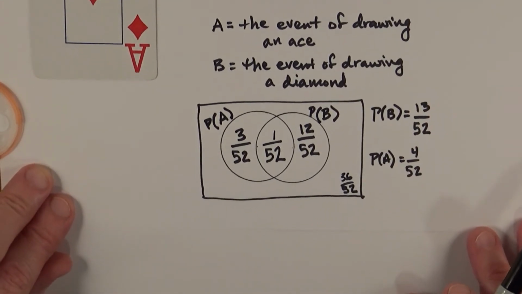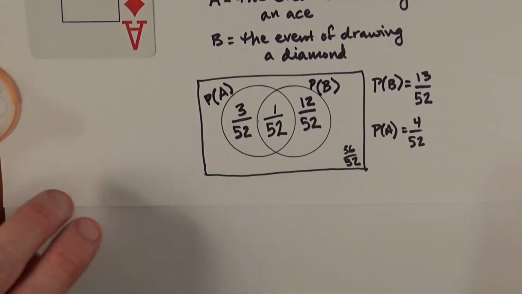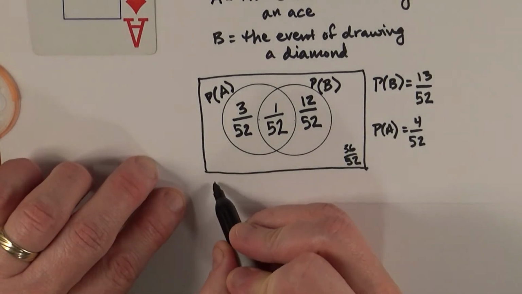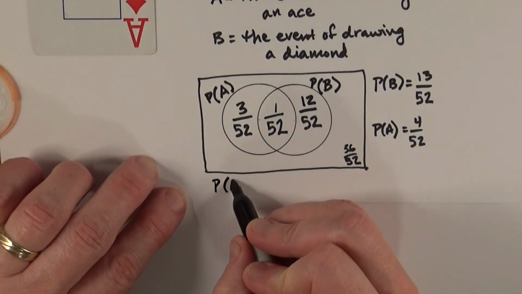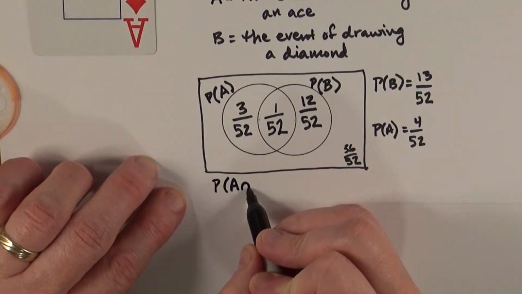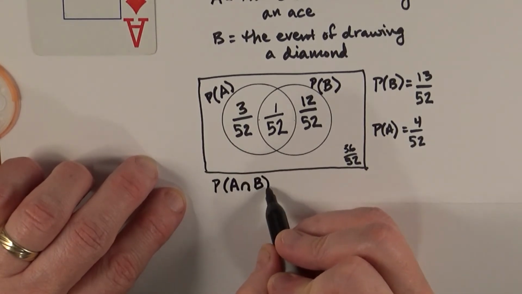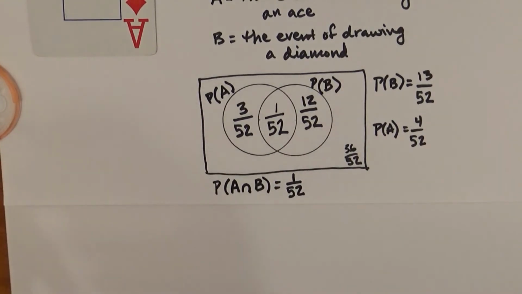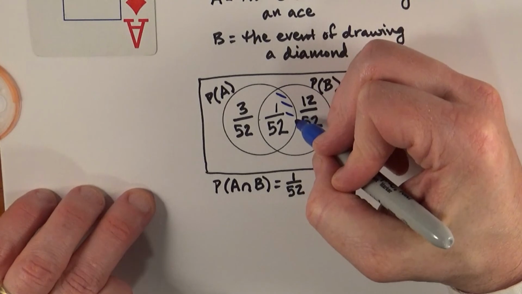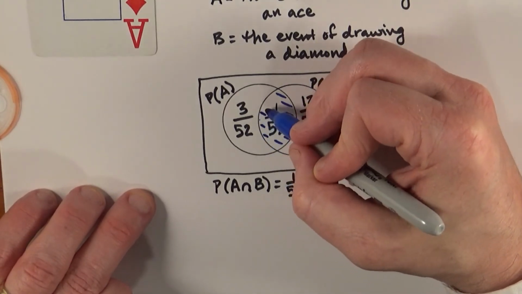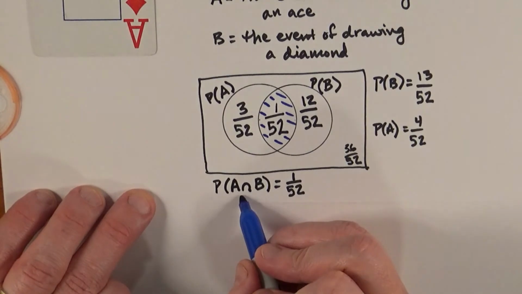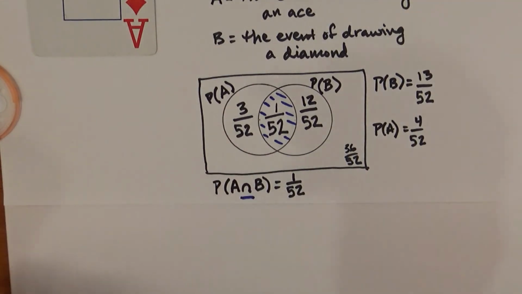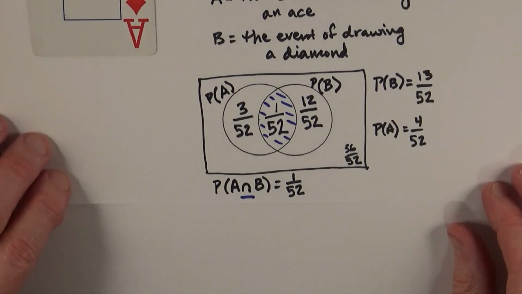I want to show one more little bit of notation that's kind of important. If I want to show the probability of drawing the ace of diamonds, that's A intersect B. And that is our overlap region, which in this case is 1 out of 52. You can see if I was to shade this, this would be my overlap or my intersection. And you can remember that because this little symbol kind of looks like an N. All right, so I think we'll leave off there for today.